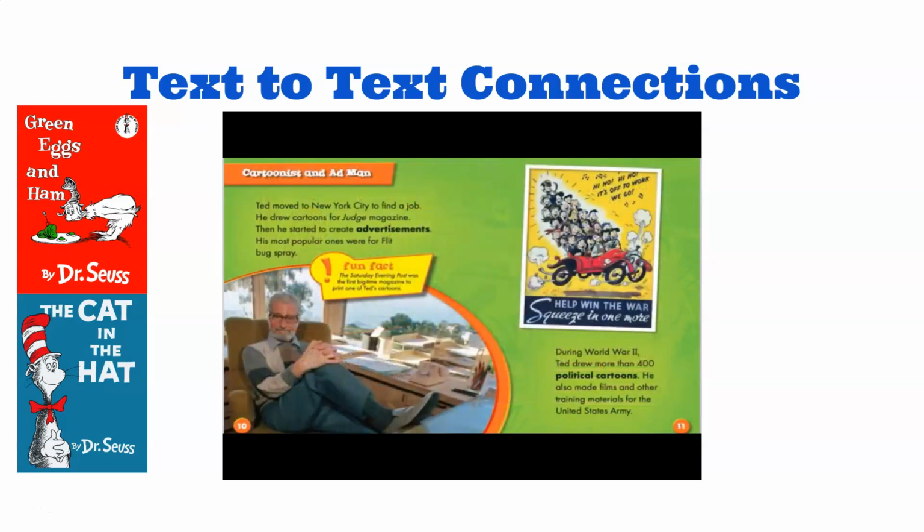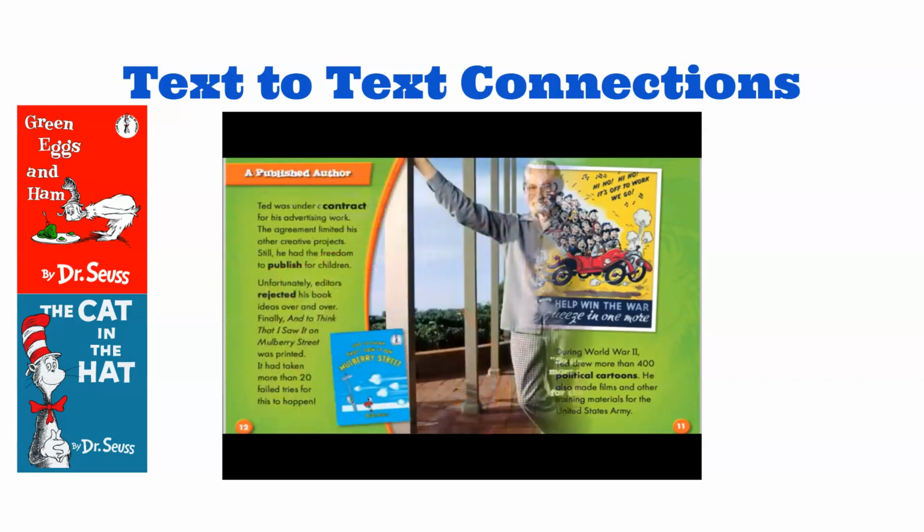Cartoonist and ad man. Ted moved to New York City to find a job. He drew cartoons for Judge magazine. Then he started to create advertisements. His most popular ones were for Flit Bug Spray. During World War II, Ted drew more than 400 political cartoons. He also made films and other training materials for the United States Army. Here's a fun fact. The Saturday Evening Post was the first big-time magazine to print one of Ted's cartoons.